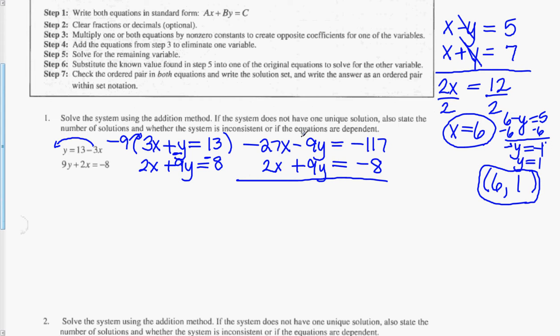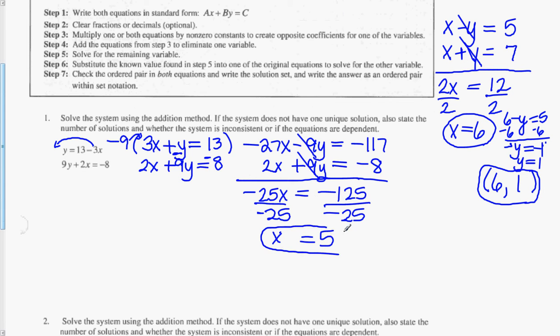And now you can see that if I add straight down, the 9y's would cancel because one's a negative and one's a positive. I'm going to continue with my x's. -27 plus 2 would be -25x equals -117 and a -8 is going to give me -125. Divide both sides by -25. So x equals 5. So I know that x equals 5.